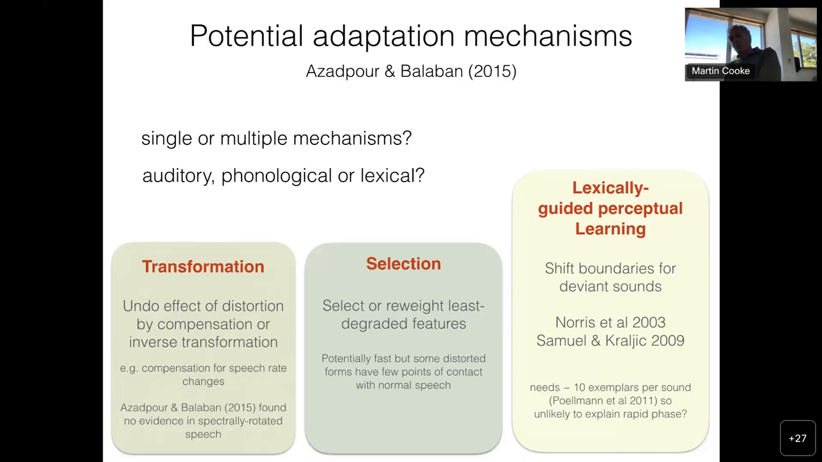The problem with this idea is that it's been estimated that listeners need about 10 exemplars of each sound. So it's very difficult to see how that would explain the rapid phase. So in a few sentences, you're not going to get 10 exemplars of each sound across the wide spectrum of sounds. So that's a possibility, but it's very likely, I think, that lexically guided perceptual learning will explain the gradual phase and the results we see. But we're trying to explain the rapid phase here.